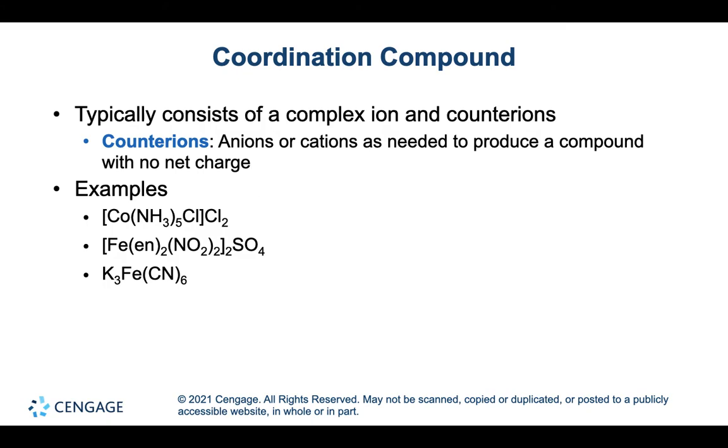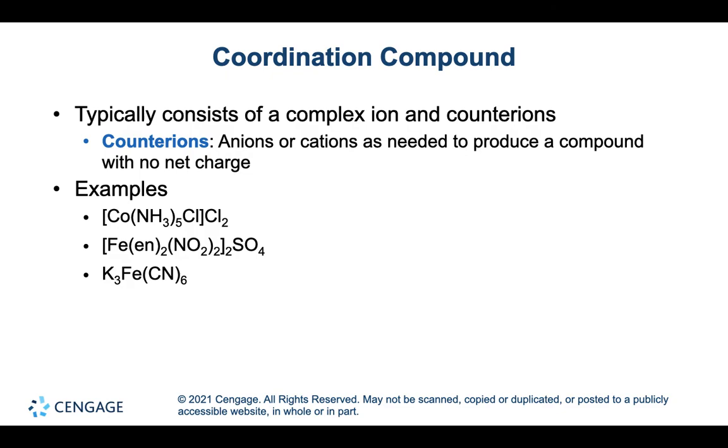Here we have iron with 2 ethylenediamine, which are bidentate ligands. In other words, they bond twice. And then we have the 2 nitrites, NO2-. That complex ion must be +1, because 2 of the +1 ions would be counter-ioned with 1 SO4 2-.